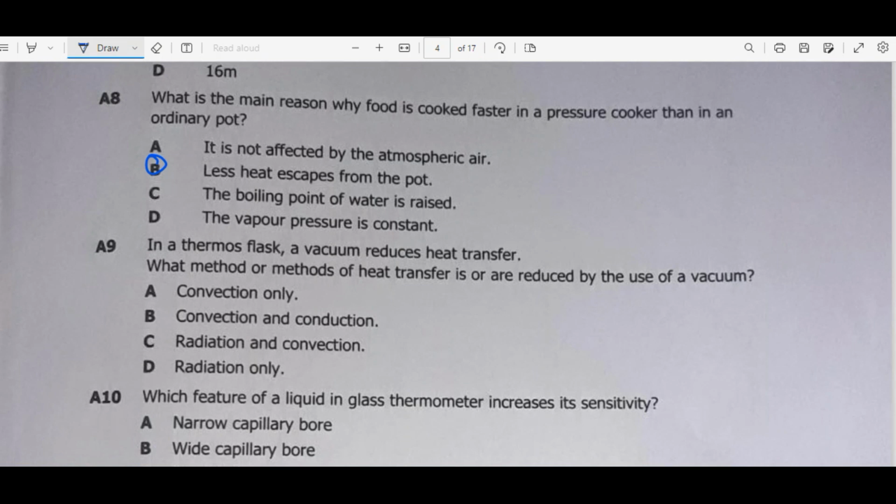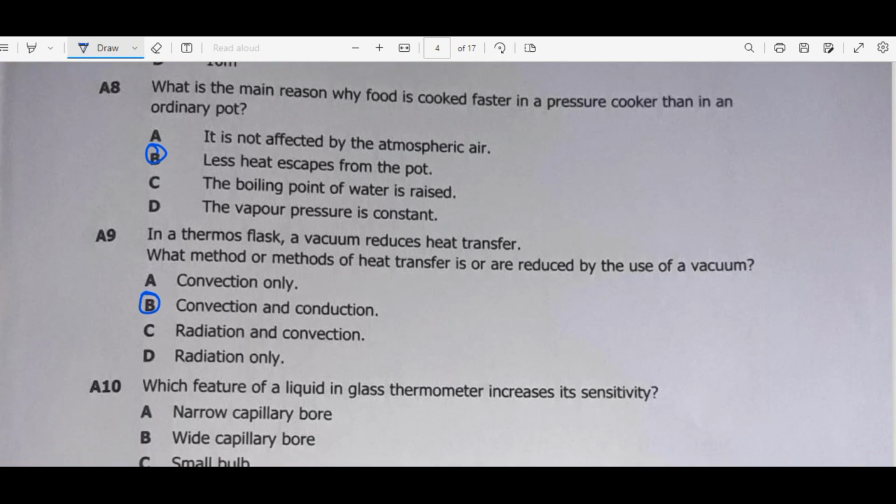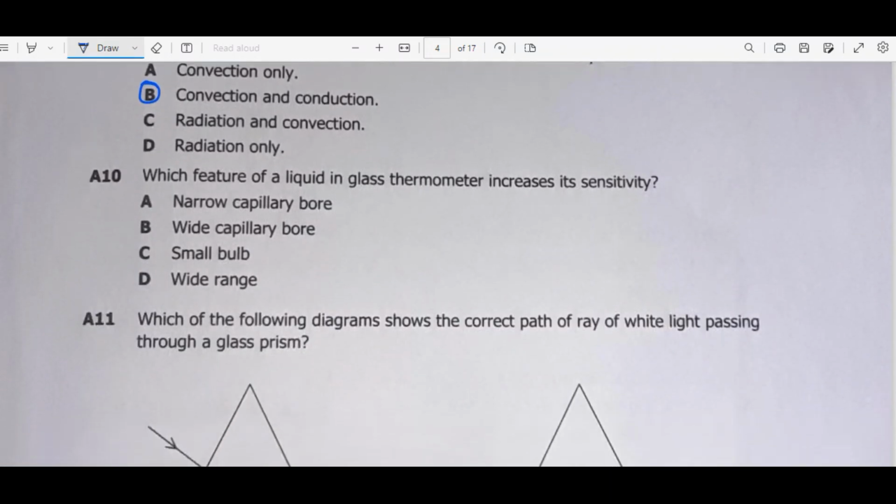9. In a thermal flask, a vacuum reduces heat transfer. What method or methods of heat transfer is or are reduced by the use of vacuum? So vacuum can only reduce or prevent heat transfer by convection and conduction. Number 10. Which feature of a liquid in glass thermometer increases its sensitivity?